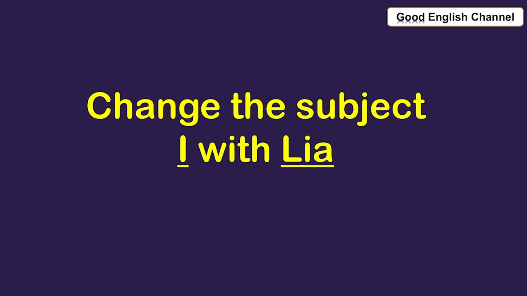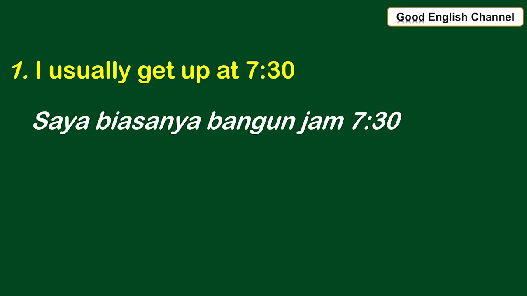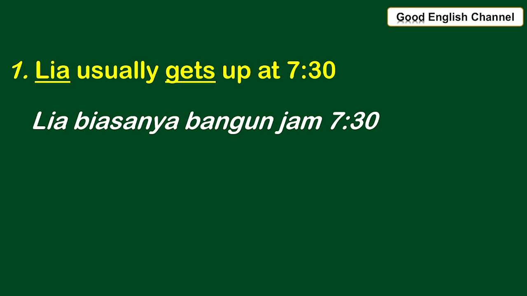Kita mulai dengan contoh ini. Kalimat aslinya, I usually get up at 7:30. Saya biasanya bangun jam 7:30. Subjek I diganti dengan subjek Lia. Lia usually gets up at 7:30. Lia biasanya bangun jam 7:30.